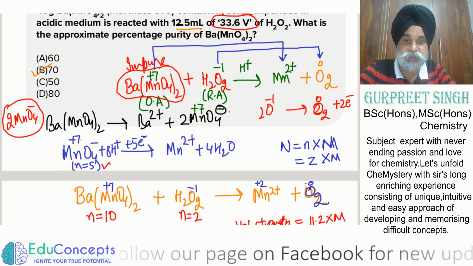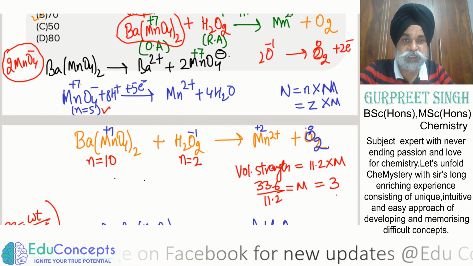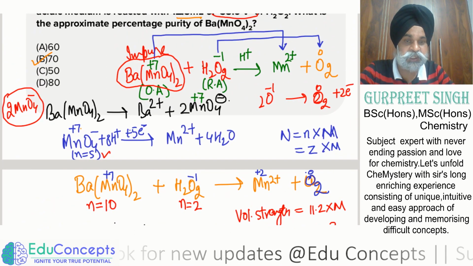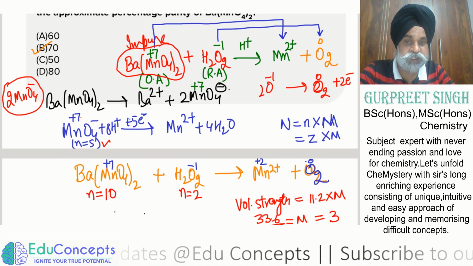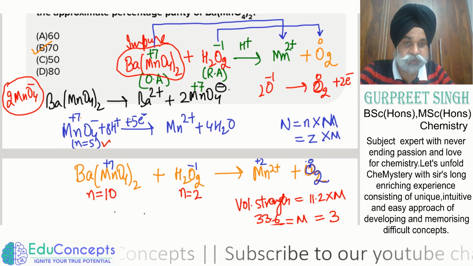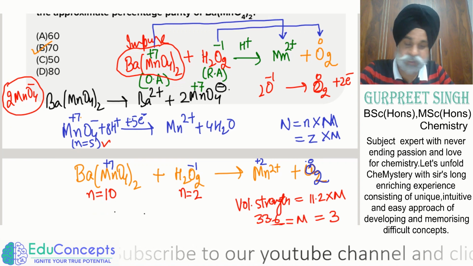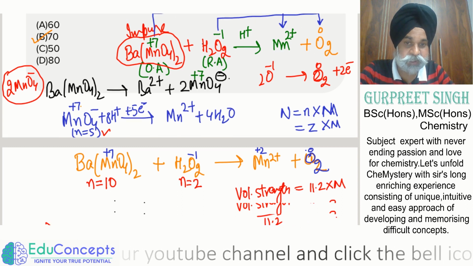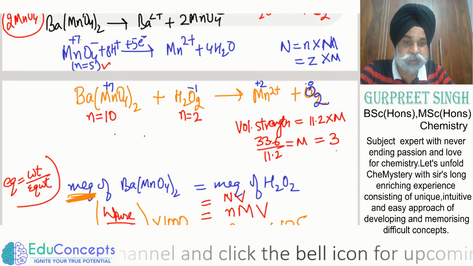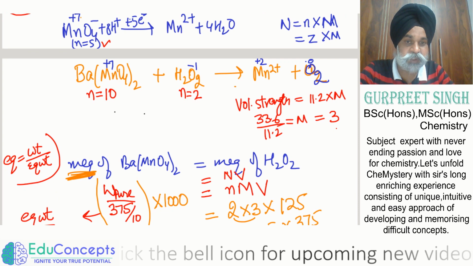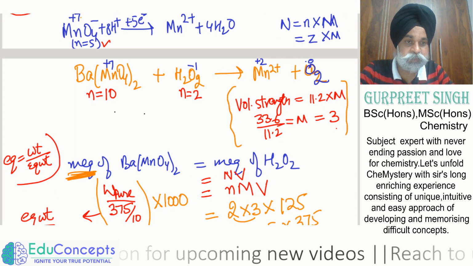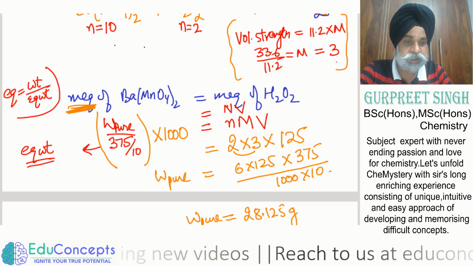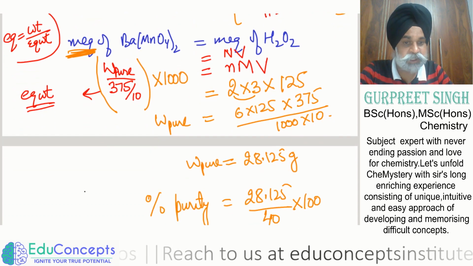Okay, so let me recall what we did. First we identified who is the oxidizing and reducing agent. Then we identified the n factors of both the things, or you could go for the mole concept also by balancing it out. And then I converted volume strength into molarity so that I can put it here, and did the calculation and got the result.